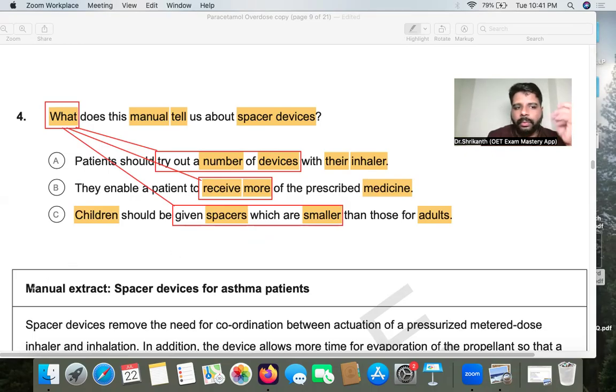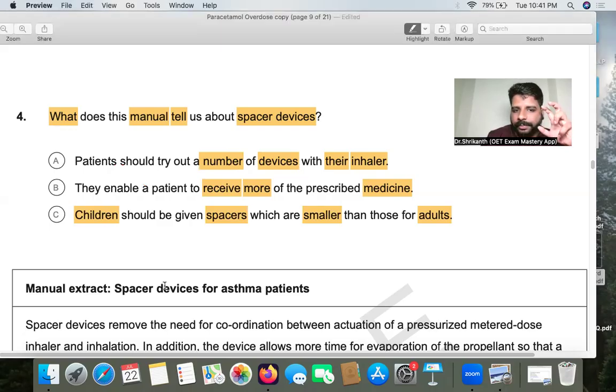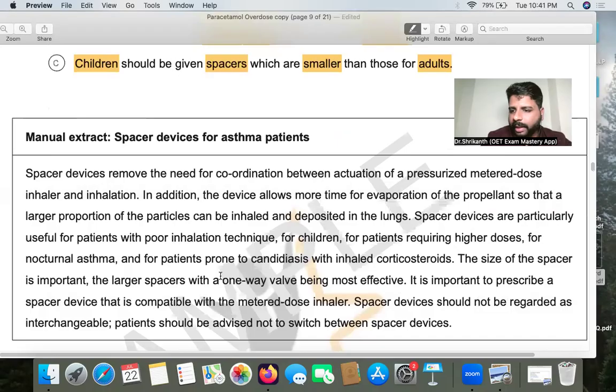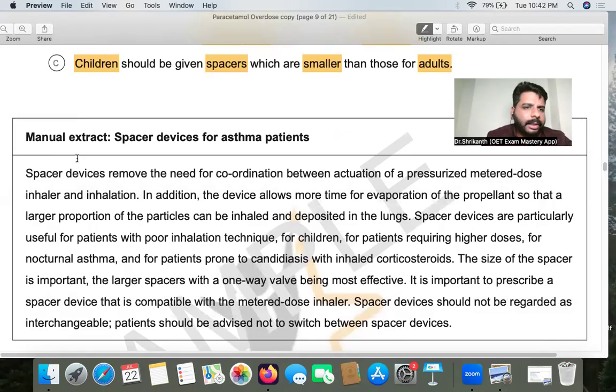Now what you can do with this clarity, you can go to the paragraph over here and try to pinpoint the right answer. So shall we do that? Okay, so let's see. Here, what function they're telling about this spacer device, that should be thorough in your mind. With that aim, you have to read the paragraphs.